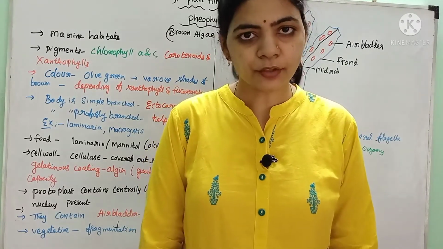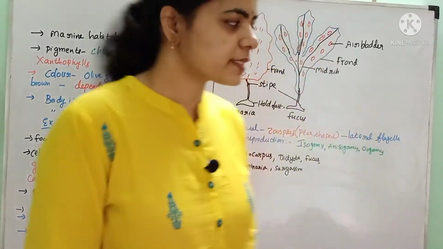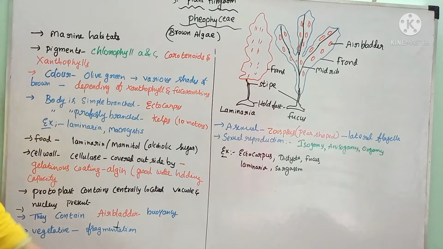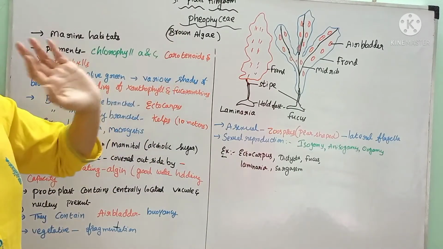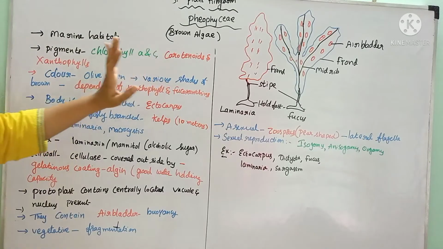We have completed the chlorophyceae. The second class in the algae are phaeophyceae members. These phaeophyceae are commonly called brown algae because they mainly appear in brown color, hence they are brown algae.